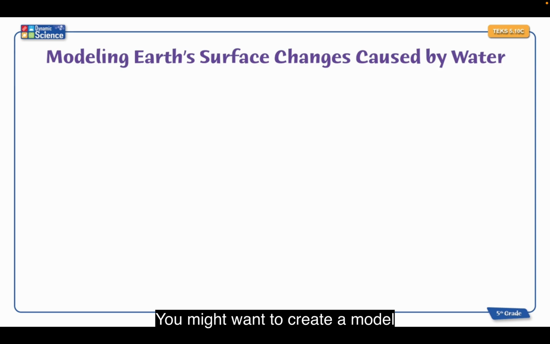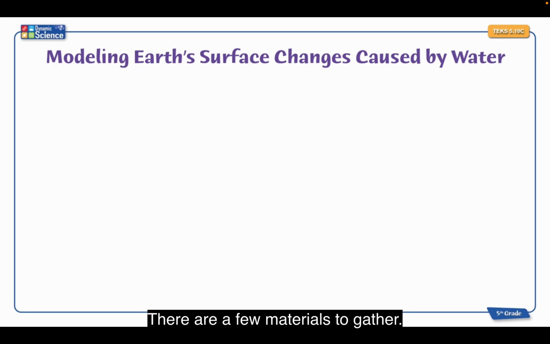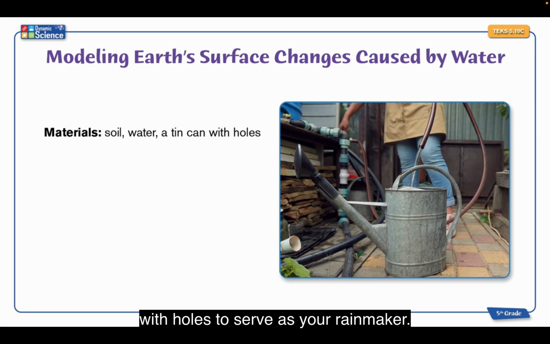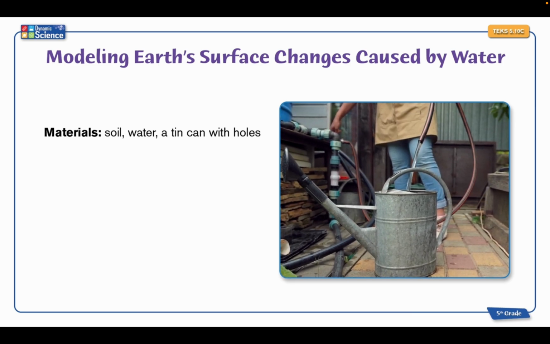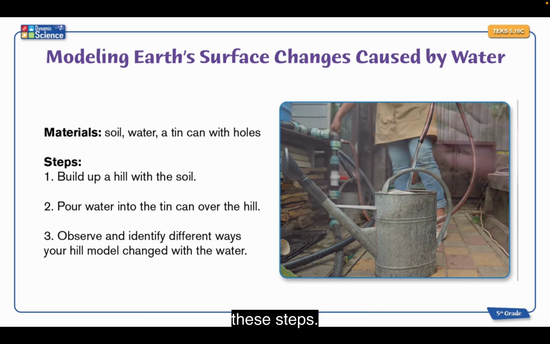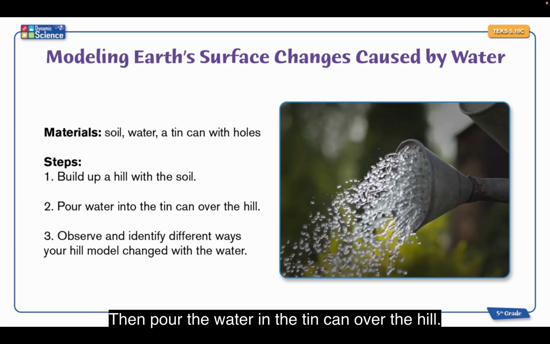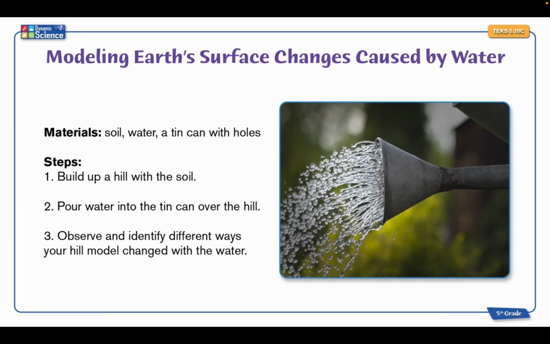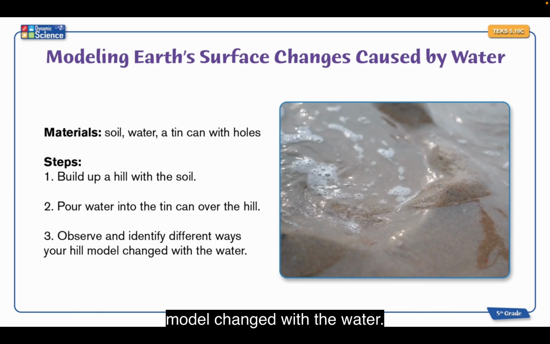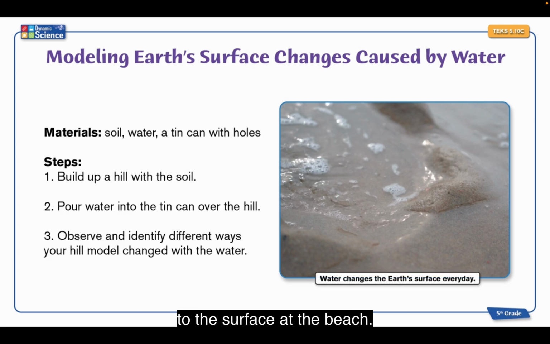You might want to create a model to show how Earth's surface changes with water. There are a few materials to gather. They include soil, water, and a tin can with holes to serve as your rainmaker. After collecting your materials, follow these steps. First, build up a hill with the soil. Then pour the water in the tin can over the hill. Finally, observe and identify how your hill model changed with the water. In the short video clip, you can see how the water changed the surface at the beach.